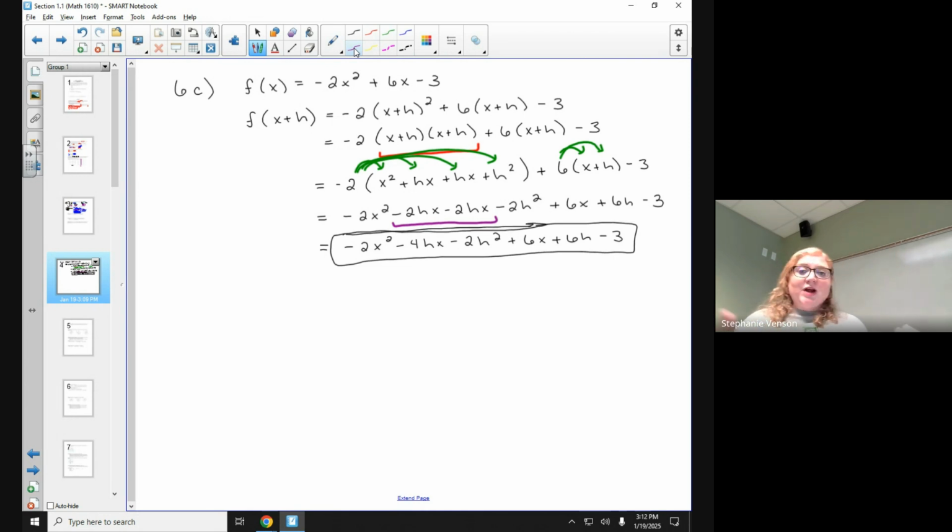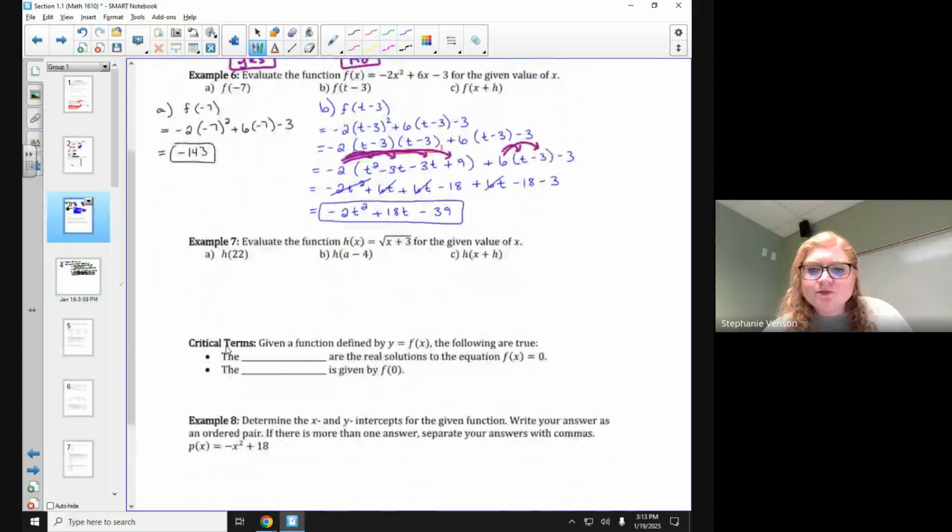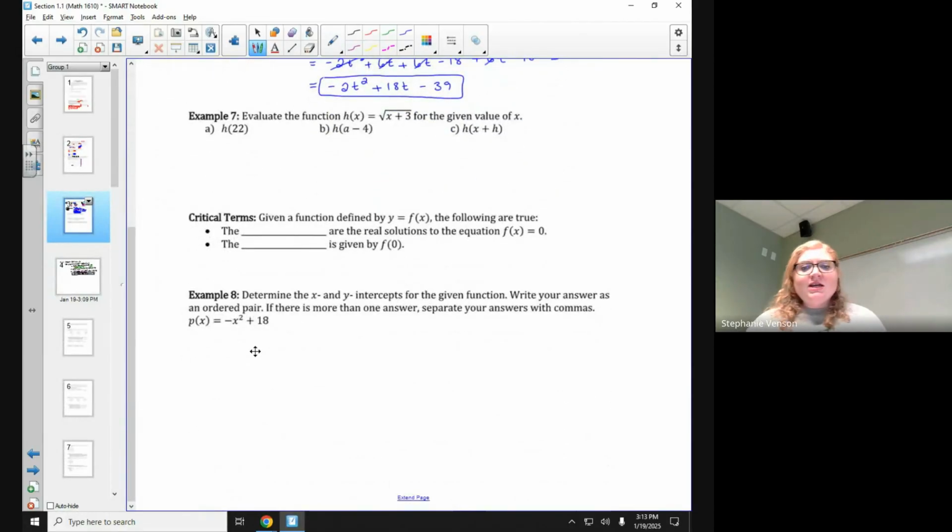As always, rewind the video if you need to hear the explanation again. But for now, let's go on to example 7, which is very similar. Example 7 says evaluate the function h of x equals square root of x plus 3 for the given value of x. For A, we are asked to calculate h of 22.